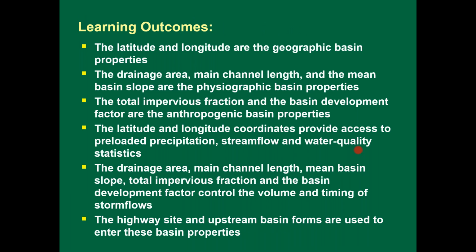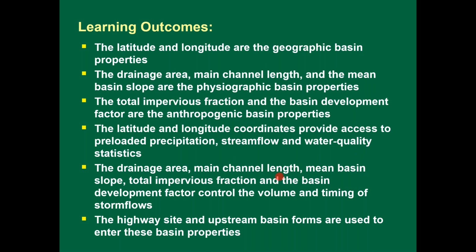So again, what we looked at was the latitude and longitude are the geographic basin properties. The latitude and longitude gives you your precipitation statistics, your streamflow statistics, and some water quality statistics that are all calculated and put into the model. The drainage area, main channel length, mean basin slope are the physiographic basin properties. So the drainage area controls how much rain falls on the basin. The imperviousness controls the runoff, and the main channel length and mean basin slope help control the timing of the runoff.